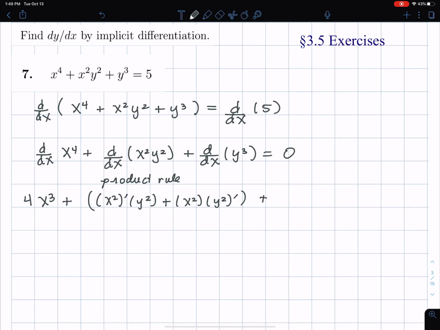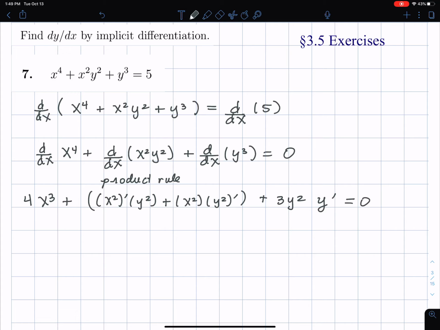Now for y to the third power, I'm going to use implicit differentiation. First, the derivative of y to the third is 3y squared with respect to y. But then I take the derivative of y with respect to x. That's how we do implicit differentiation. It's the chain rule. And the derivative with respect to x, I'll write as dy/dx or y prime.